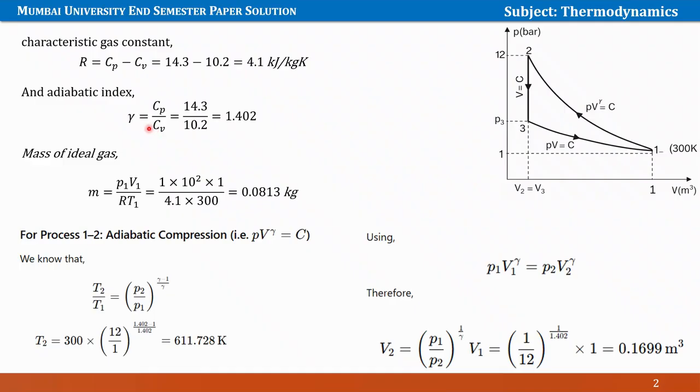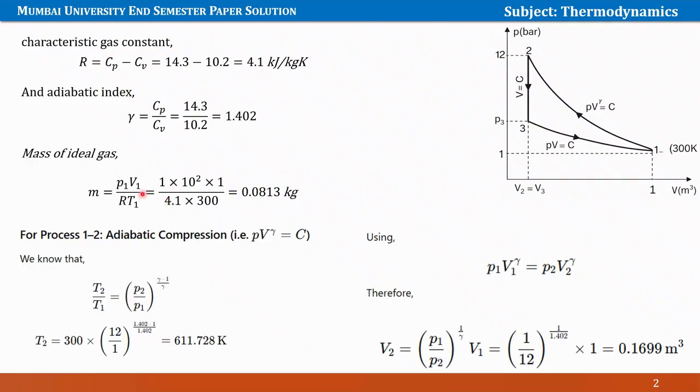Also the adiabatic index, because in this numerical we have the adiabatic process for which we should know the gamma, or that is called the adiabatic index. So gamma is calculated as Cp upon Cv. Put the values, you will get gamma 1.402. Now we know the ideal gas equation, PV equal to mRT. So from the PV equal to mRT relation we can find out the mass of the gas. These are the initial findings which are required to further solve the problem.